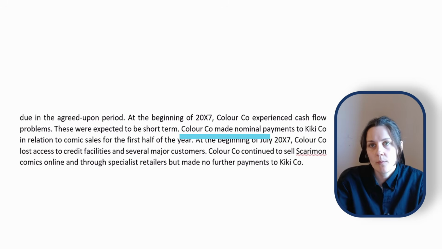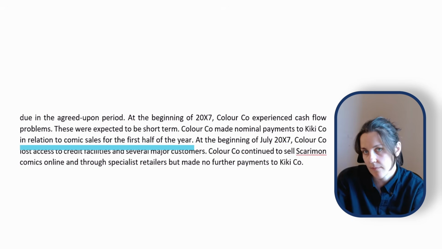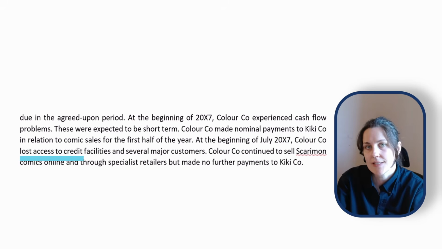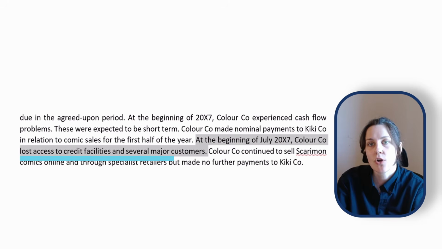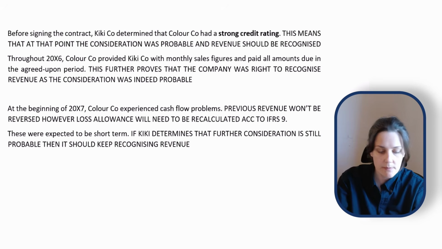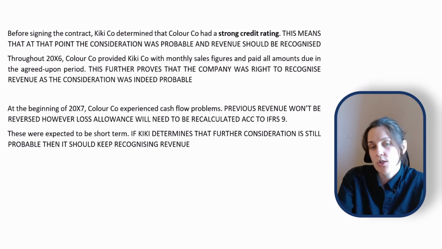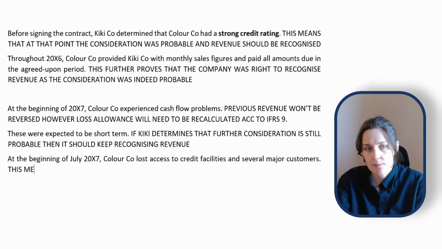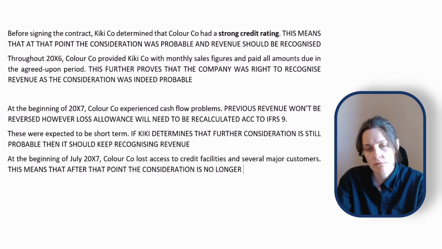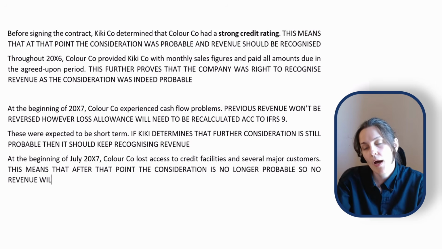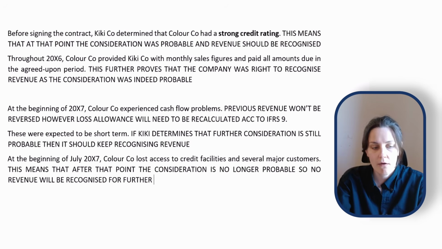Color Company made nominal payments to Kiki in relation to comic book sales for the first half of the year. At the beginning of July, Color Company lost access to credit facilities and several major customers. So what does it mean? It means that after that point, consideration won't be probable. So this means that after that point, the consideration is no longer probable, so no revenue will be recognized for further dispatches.